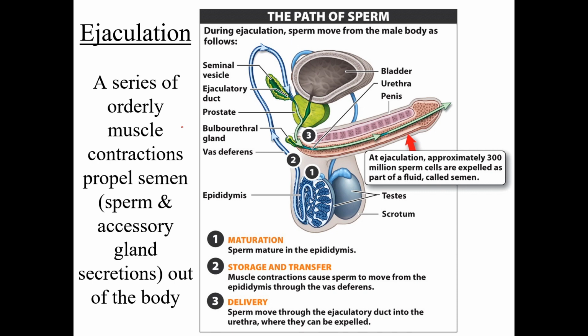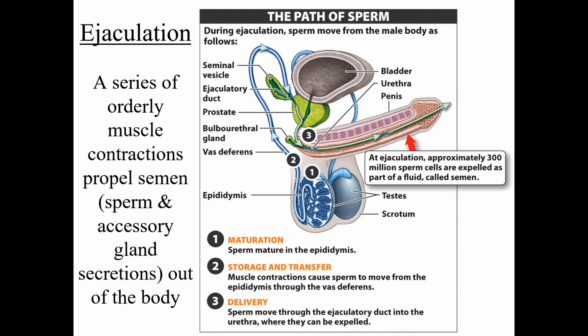So that was an erection. Now we'll talk about the next step. The next step is ejaculation. Ejaculation is a bunch of muscle contractions. And those muscle contractions are going to start here in the epididymis, where that mature sperm is stored.